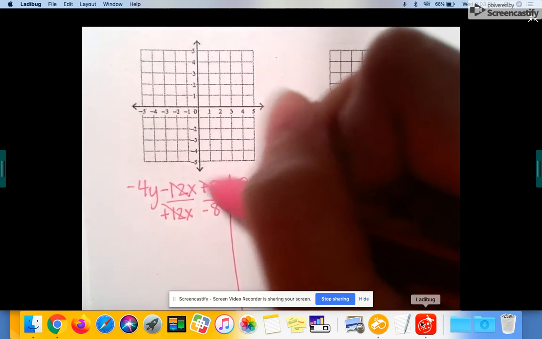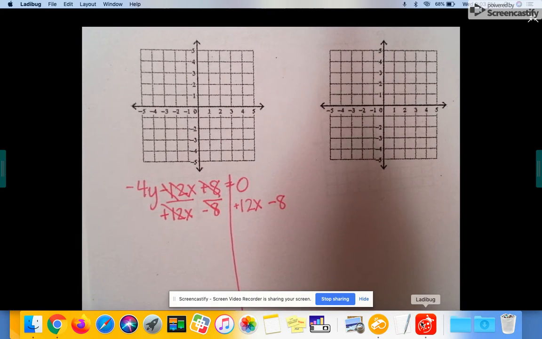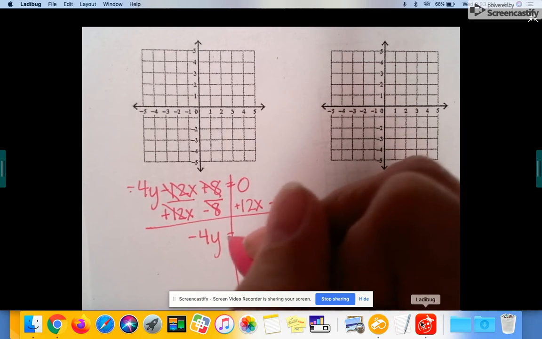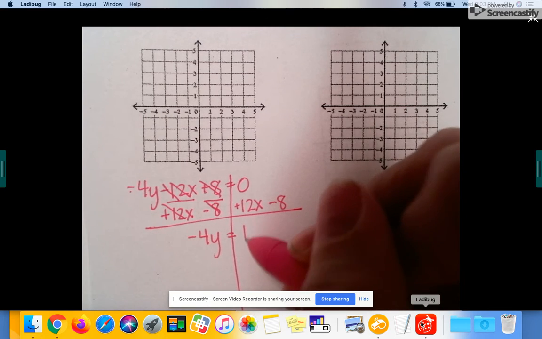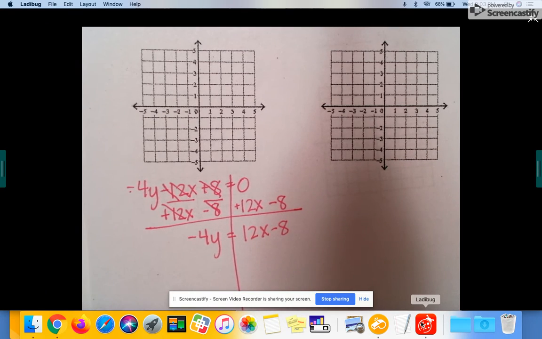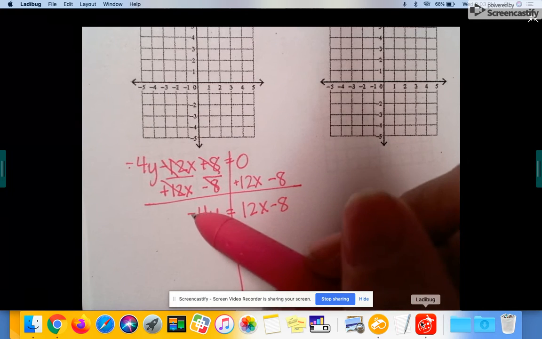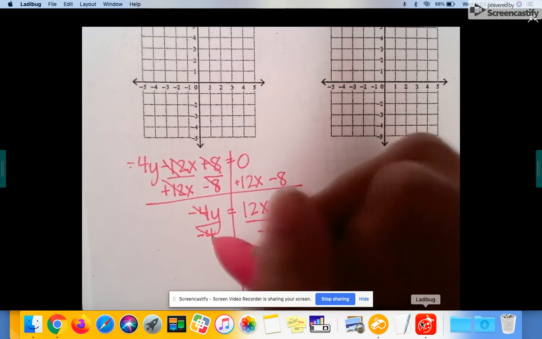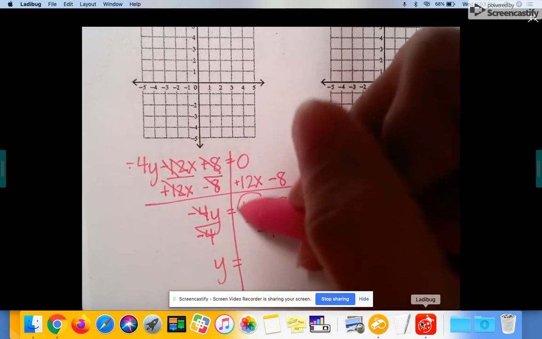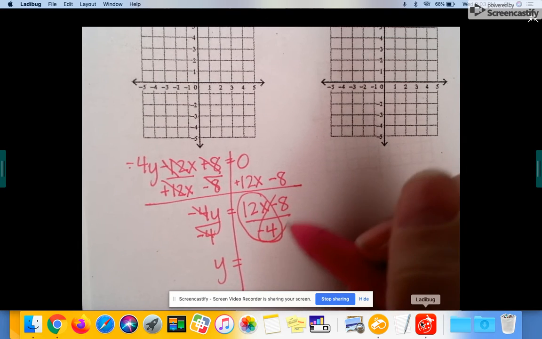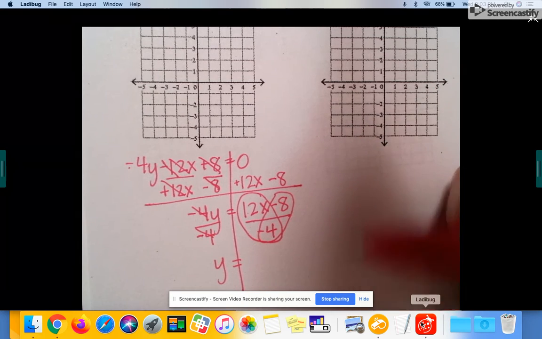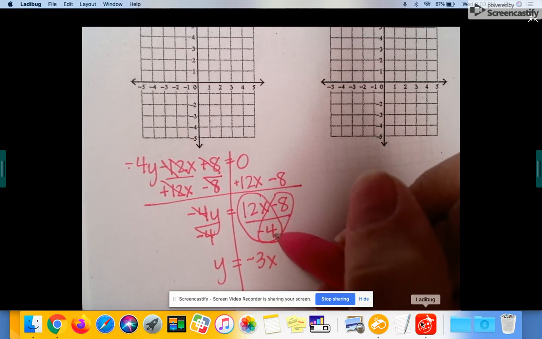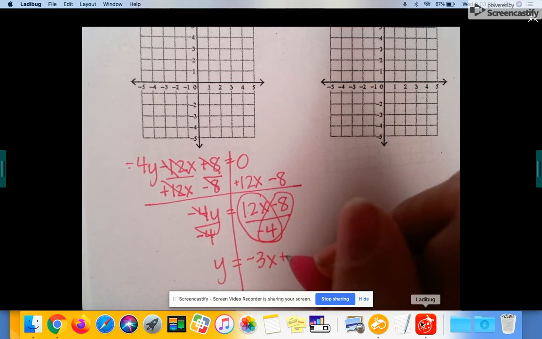And over here they cancel, and you're left with -4y. On the right, you've got +12x minus 8. Last step should be to get y by itself. It's multiplied by -4, so you're going to divide both sides by -4. Cancel, cancel. Y is by itself. You got to do the little heart trick. 12x divided by -4 is -3x. And -8 divided by -4, negative divided by negative is +2.